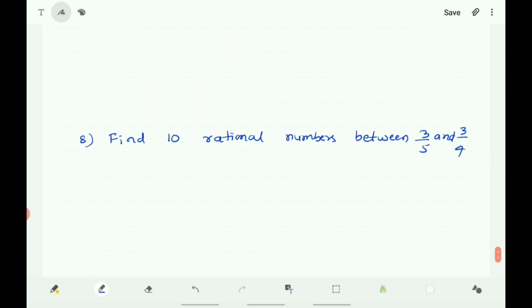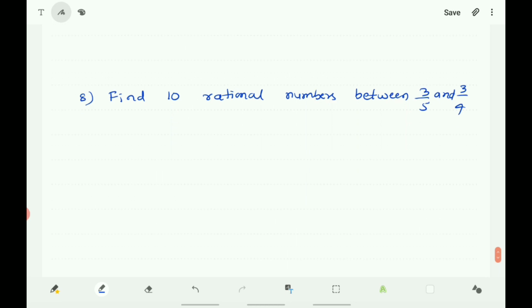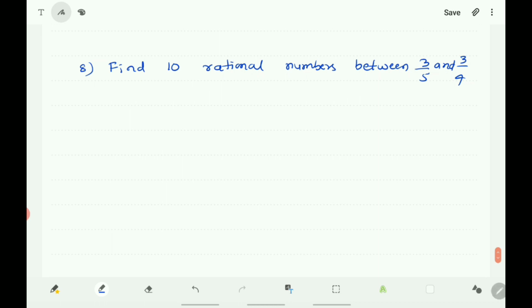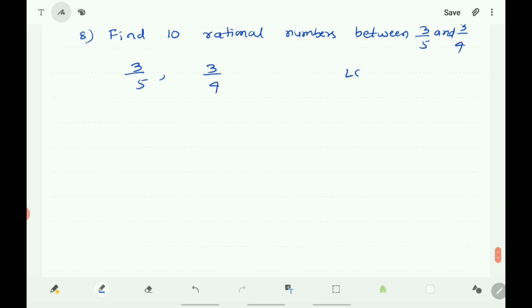The next one is find 10 rational numbers between 3 by 5 and 3 by 4. Again here the LCM. You take first numbers are here 3 by 5 and 3 by 4. You know that they are co-prime numbers, so the product becomes the LCM here, that is 5 4s are 20. Next you have 3 by 5. To convert this 5 into 20, you must multiply it by 4. So multiply both numerator and denominator by 4. That becomes 12 by 20.